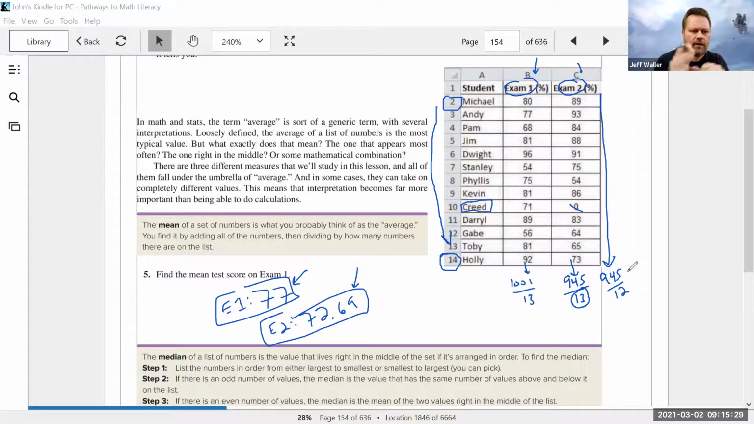Does everybody understand that? Shouldn't I throw Creed's grade out since he didn't even take the test? So it's not a measure of what people knew. If I include a 0 for somebody who missed the test, that doesn't make any sense. So what do I get when I divide by 12 instead? 78.75. So overall, which exam do they actually do better on? The second. Yeah. So that's one way you can handle outliers.